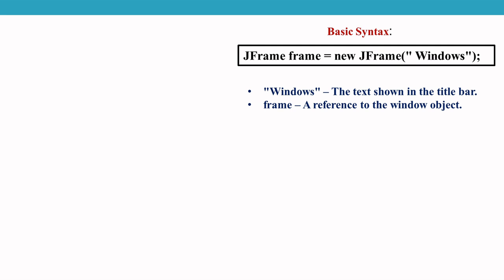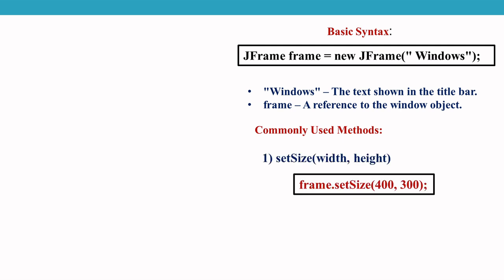But before showing this JFrame, we first use some common methods, like setSize. Using this setSize method, we set the size of the JFrame by giving its width and height. This method is accessed by using the reference. The JFrame object reference is frame, so frame.setSize sets the size of the JFrame.